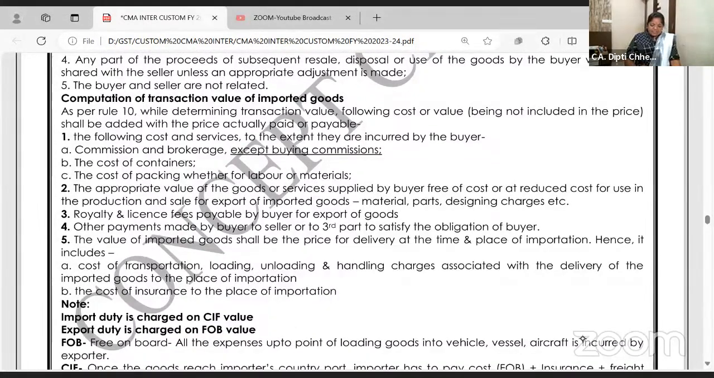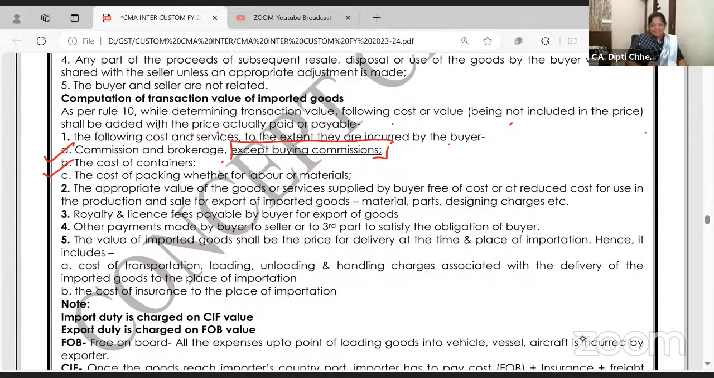Computation of the transaction value of the imported goods. Okay. As per rule 10, while determining the transaction value, following cost or value, being not included in the price, shall be added with the price actually paid or payable. Okay. Following cost will be added: commission and brokerage, except buying commission. Buying commission is not a part of the assessable value.